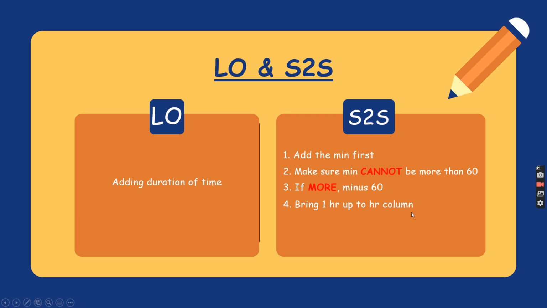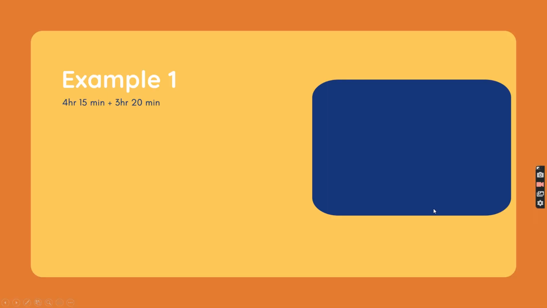Number 4, we're going to bring 1 hour up to the hour column. I'll show you this later. And number 5, we're going to add the hour. So HR means hour here, and min means minute. Example 1. 4 hours 15 minutes plus 3 hours 20 minutes.